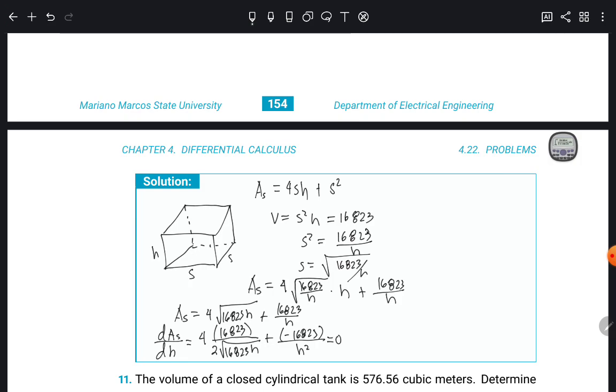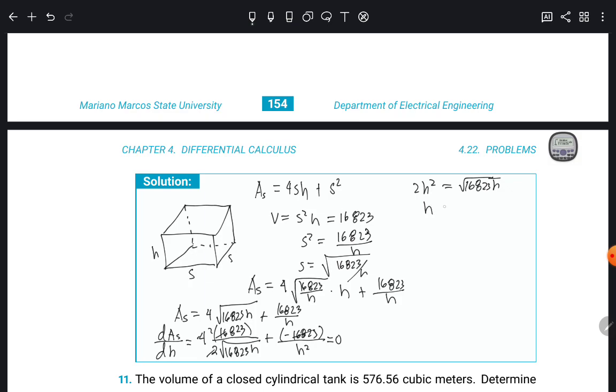We can now solve for h. So we can cancel out 2 here, so times 2. Then solve for h. We can also cancel out 16,823 and 16,823 at the other side. If we put the negative 1 at the right side, it will become that one. Then what will be remaining is 2h squared equals the square root of 16823 times h. We can just cross multiply that, then solve for h.